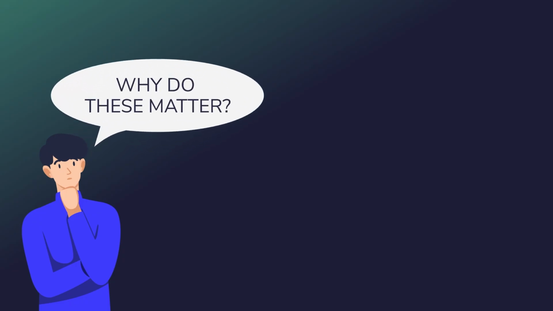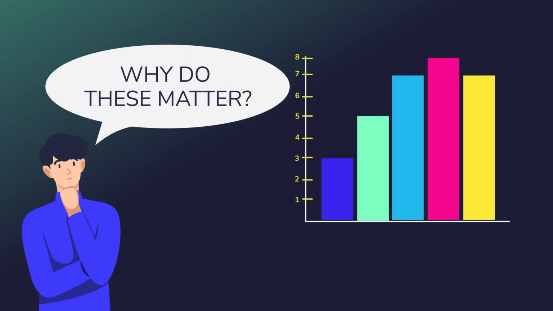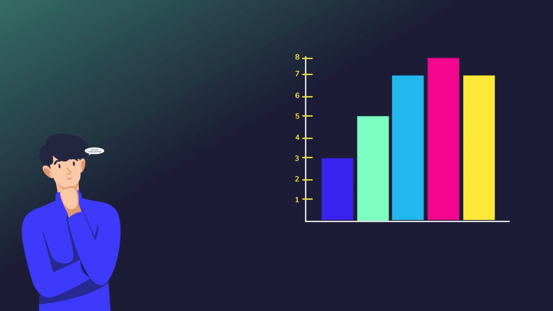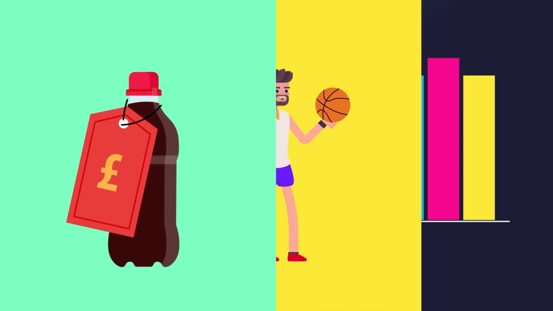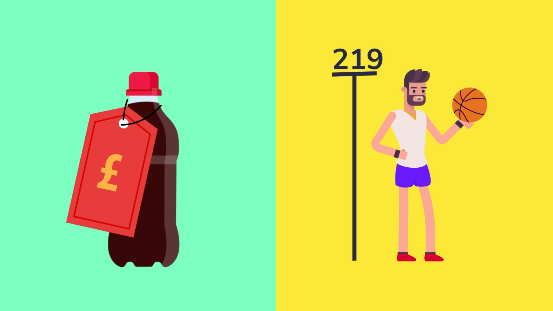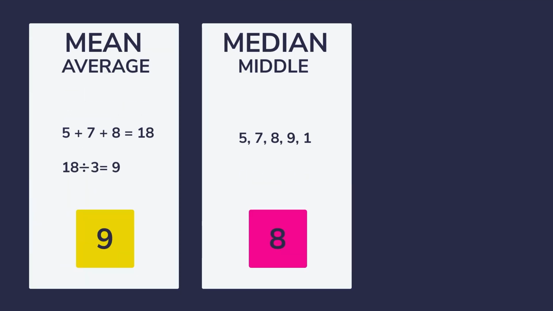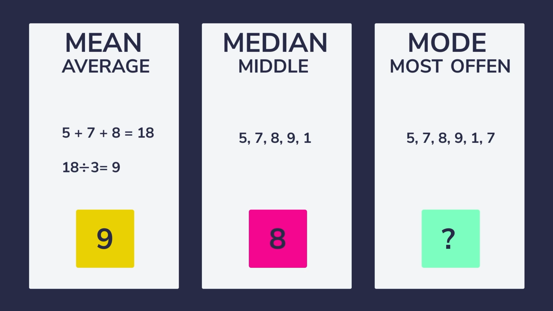Why do these matter? Because data is everywhere, and when data gets big, like the cost of every item in a store or the heights of every basketball player in the NBA, things can get messy. That's where mean, median, and mode come to the rescue. They help us summarize all those numbers into something useful. Let's break it down.